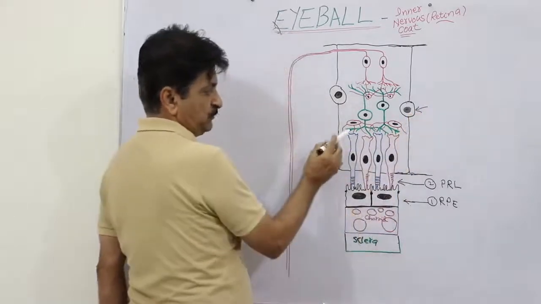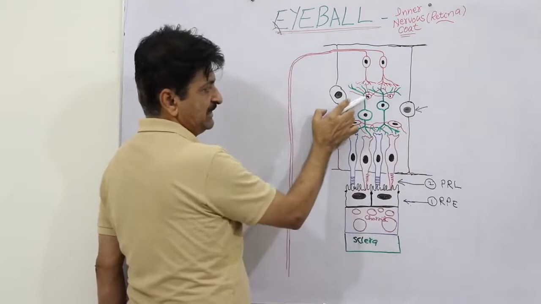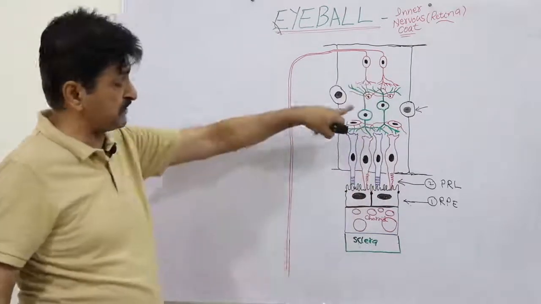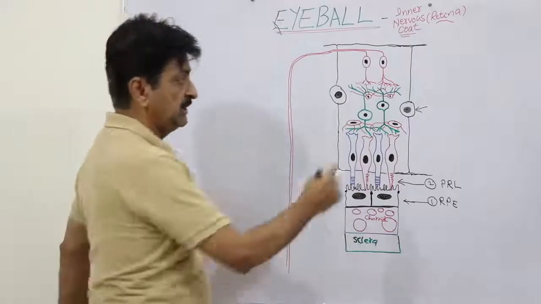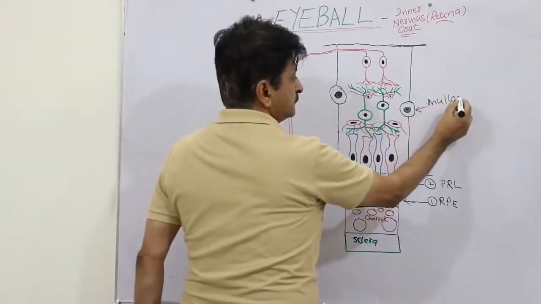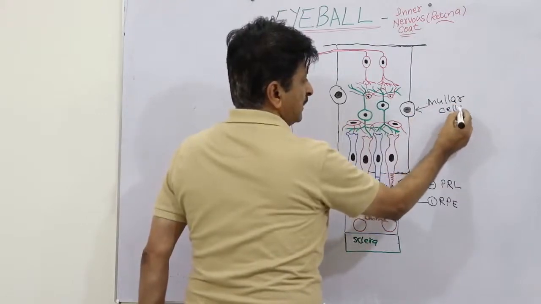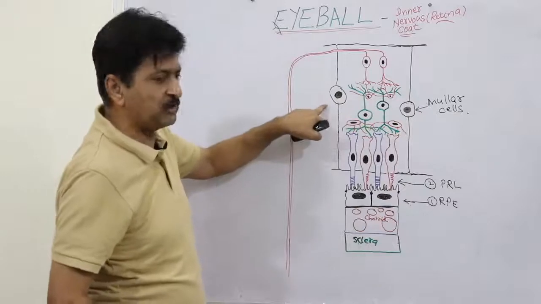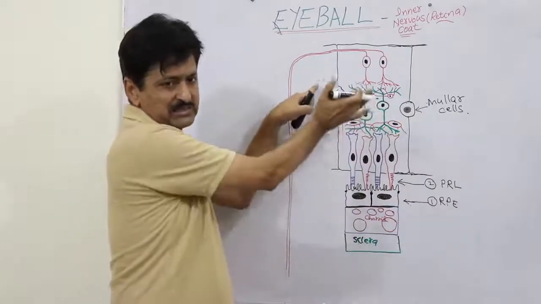We have a lot of cells here. We have got this red color, we have got green, here red again, here red again. We have got a lot of cells, 4 different types of cells, but the 5th type, a very large cell, is present here, that is called the Muller cells. Their cell body is lying in the inner layers, you can say the 6th or 7th layer.